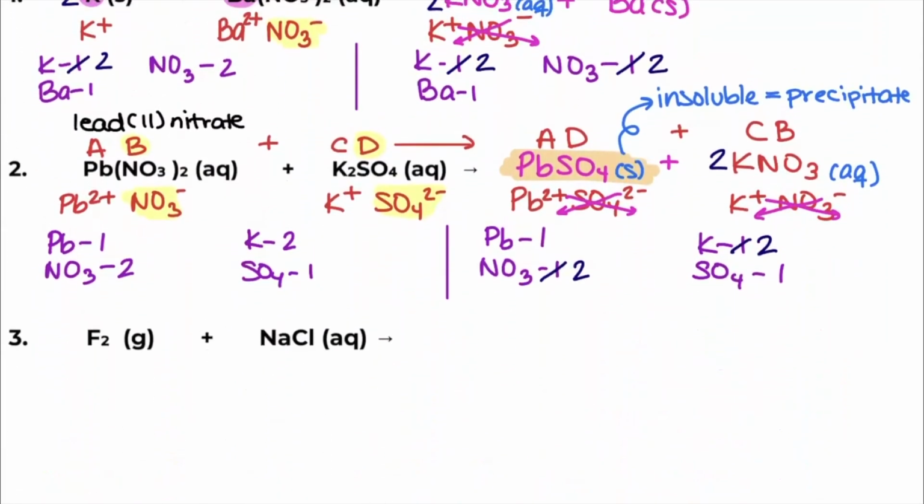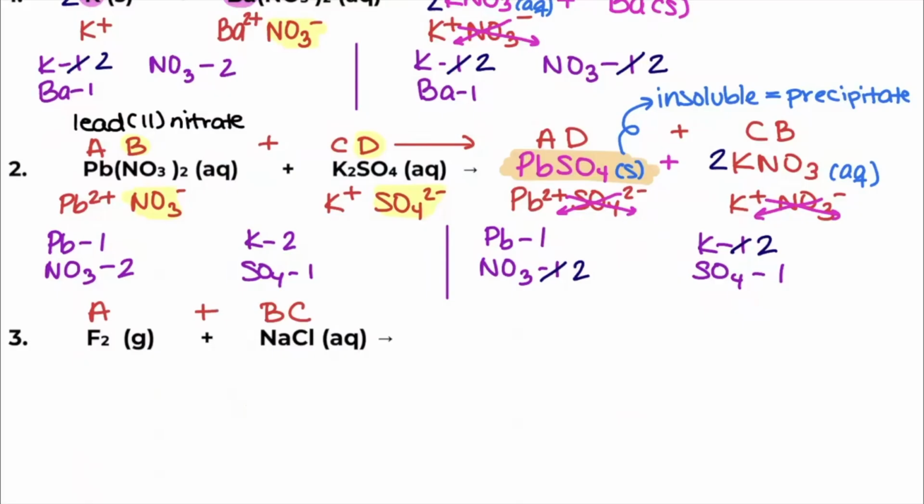We have fluorine gas reacting with sodium chloride. I recognize this as a single replacement because we have our A reacting with our BC. However, this is a little bit different. We're not comparing two metals. We're comparing two halogens, right? We're comparing the fluorine and the chlorine, which belong in group 17, or group 7A, of the periodic table.